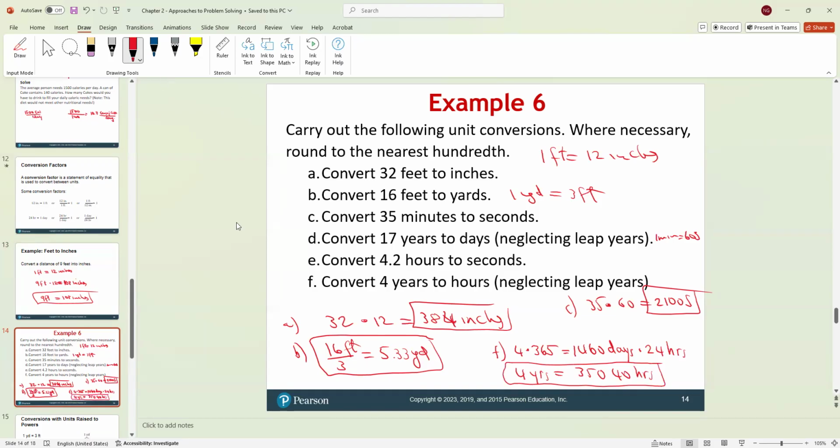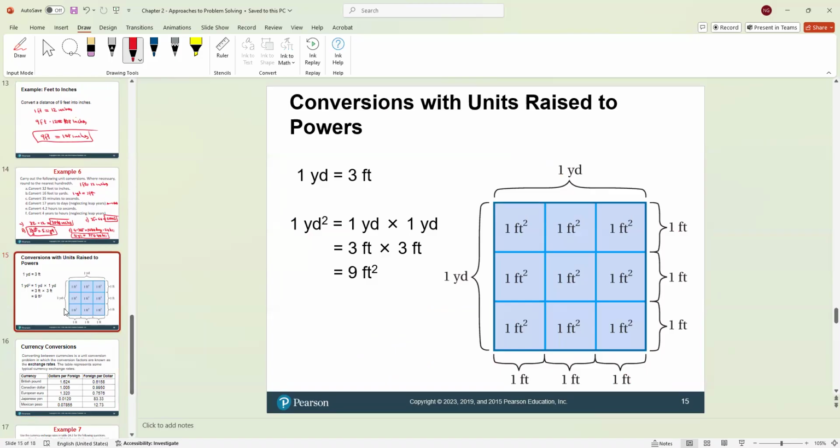Some other examples, very quick. Conversions with units raised to powers. So you see that 1 yard is 3 feet. 1 square yard is 1 yard times 1 yard. So 3 times 3 is 9 square feet. So 1 square yard is 9 square feet, because you can multiply them.